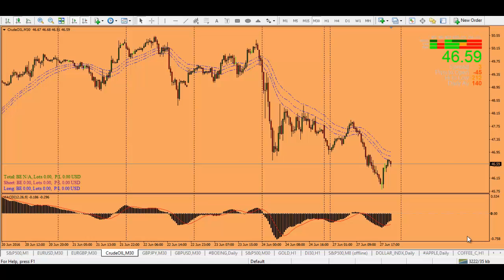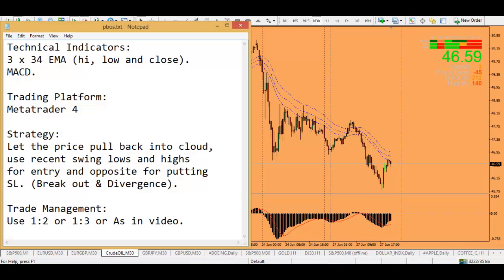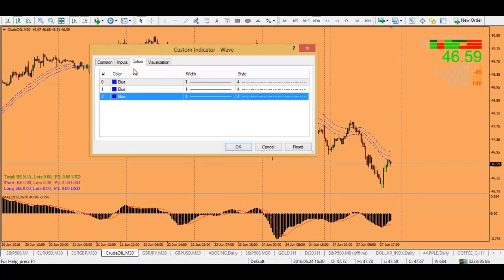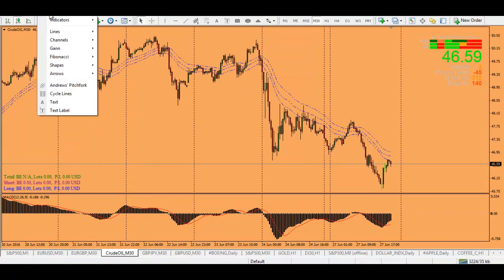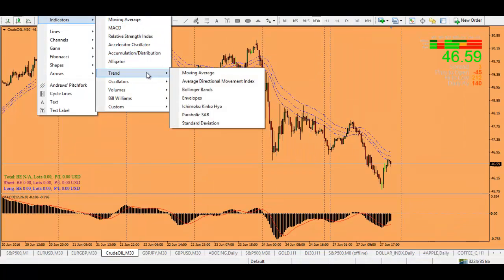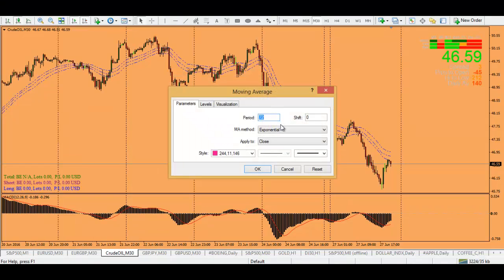Now, here are a few things. I've written the notes in advance for you. The technical indicators that we're using in this chart are three moving averages, three 34 exponential moving averages. The settings for each of them is high, low, and close. When I double click on it, oops, I have an indicator already here. When you go to insert indicators, trend, select moving average. So you should choose exponential, close, high, and low. Hope it clarifies.